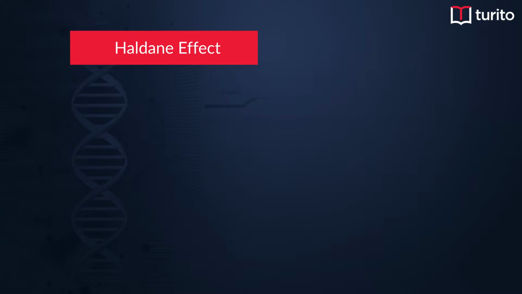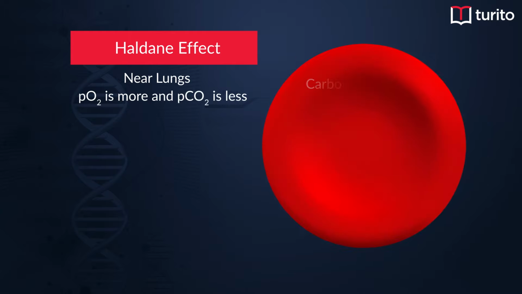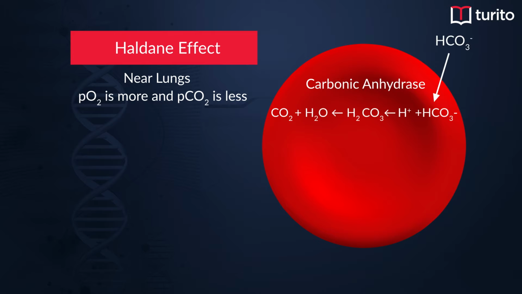To talk about the Haldane effect, it occurs near the lungs. Near the lungs, usually the partial pressure of oxygen is more and the partial pressure of carbon dioxide is less. Here, the bicarbonate ions enter into the RBC and react with protons to form carbonic acid. The carbonic acid, again being unstable, splits into carbon dioxide and water. The carbon dioxide diffuses into the lungs and it is exhaled.